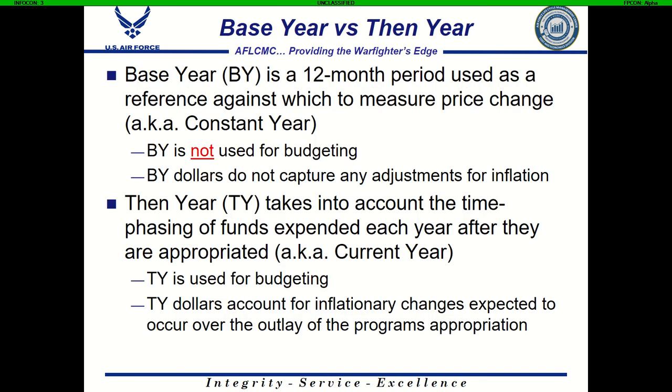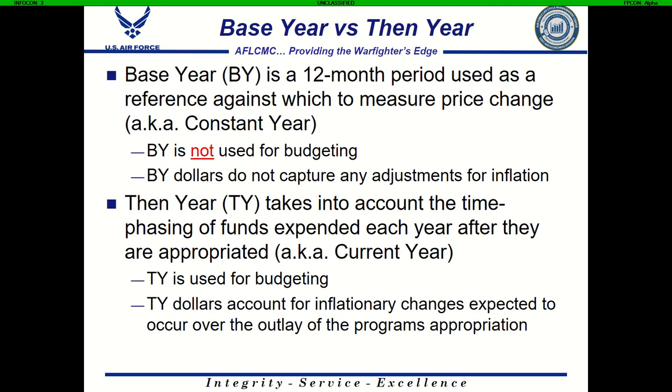Base year versus then year. So base year is a 12-month period used as a reference against which to measure price change. This is also commonly referred to as the constant year. So this is money in any given year, but it's usually labeled as a specific year's money. So I can tell you if we have money today that it's worth the current year dollars, but we could also use that as an adjustment, as a reference point for a different year as well.